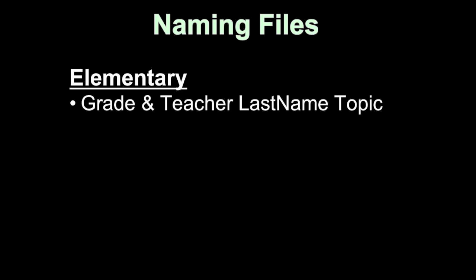For elementary students, it's good to name the file with the grade and then the teacher's initial, then the student's last name, then the topic. So here's an example. If this student was Peter Parker, he would title his paper 6 if he was in 6th grade, S if his teacher's name was Smith, and then a space, Parker, space, and then if it was for Civil War, if that was the topic, that's what they'd put for the topic.